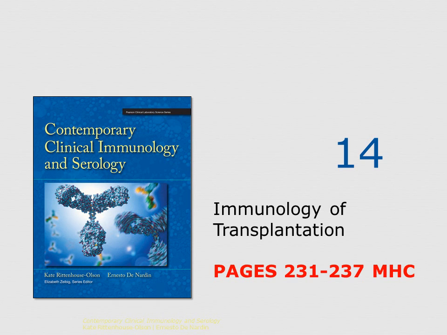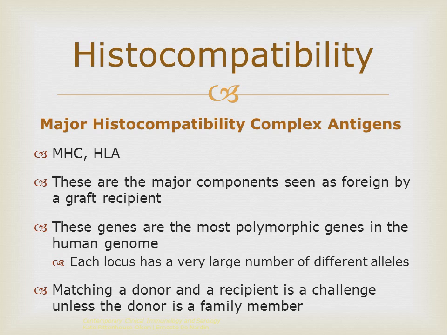Now we're going to look at the portion of Chapter 14 that deals with the MHC complex. So in Chapter 14, the major histocompatibility complex antigens, we refer to them as MHC or HLA. These are the major components seen as foreign by the recipient of a graft, tissue, or organ. These genes are the most polymorphic genes in the human genome. Each locus or location on the chromosome has a very, very large number of different alleles.